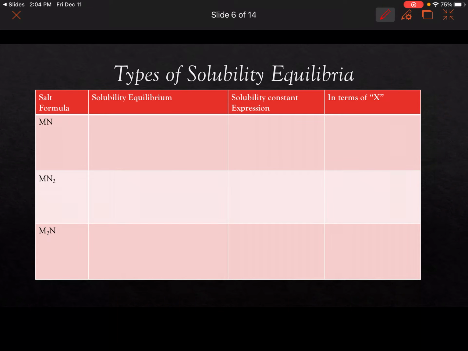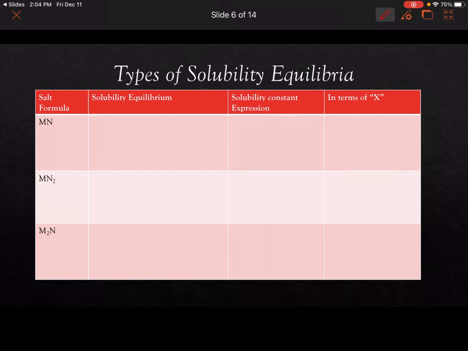Now, this is sort of a shorthand, just the types of solubility equilibria. We're going to be doing quite a bit of math, so this can kind of shorten it up for us. So I'm using M and N. N is not nitrogen, okay? These are just variables, okay? So M and N are our positive and negative ion here.